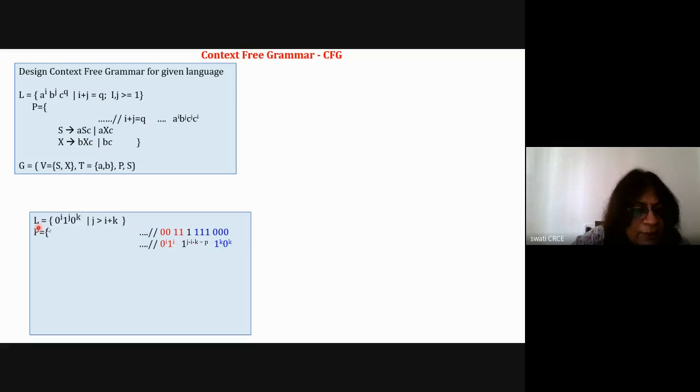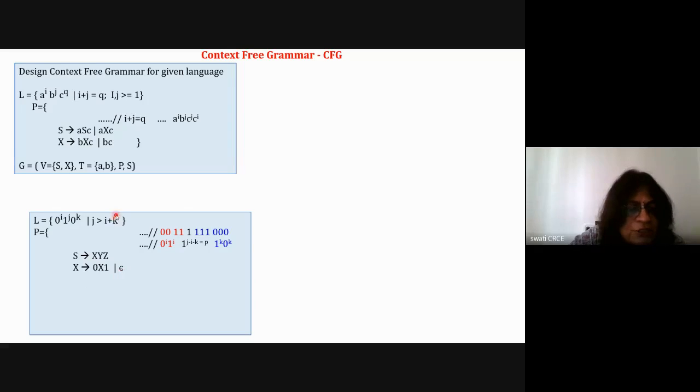So now I can divide my string into three parts. I'll say that my S will be A, B, and C, where A generates this first portion, B is going to generate this middle portion, and C is going to generate the third portion. So I'll say that my S is equal to X, Y, Z. While writing the rule, I can now decide that S is equal to X, Y, Z. All three are compulsory. And what is X? X is going to generate the number of zeros and the number of ones. So I'll say that X is equal to 0X1 or epsilon.